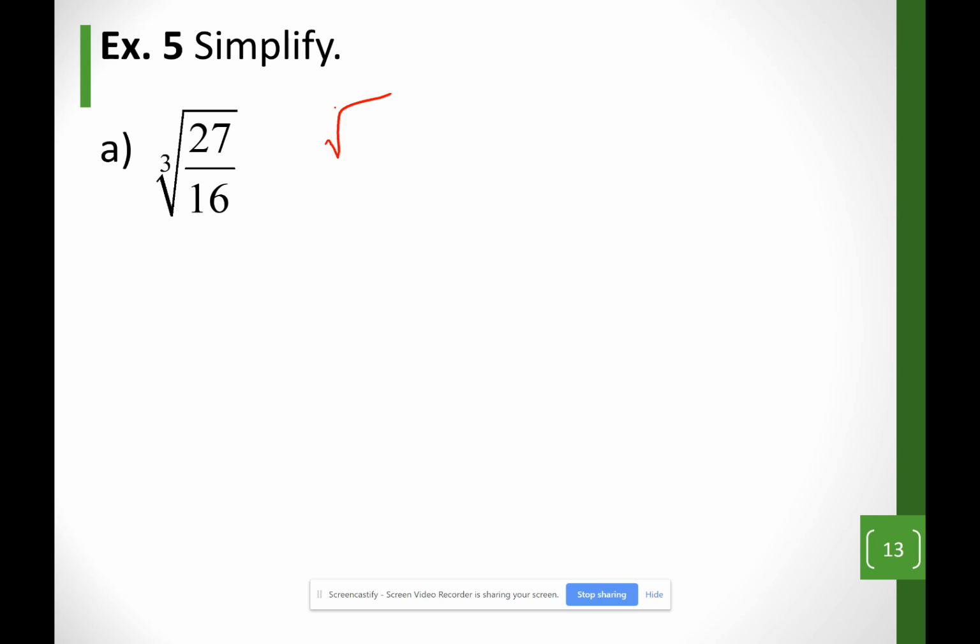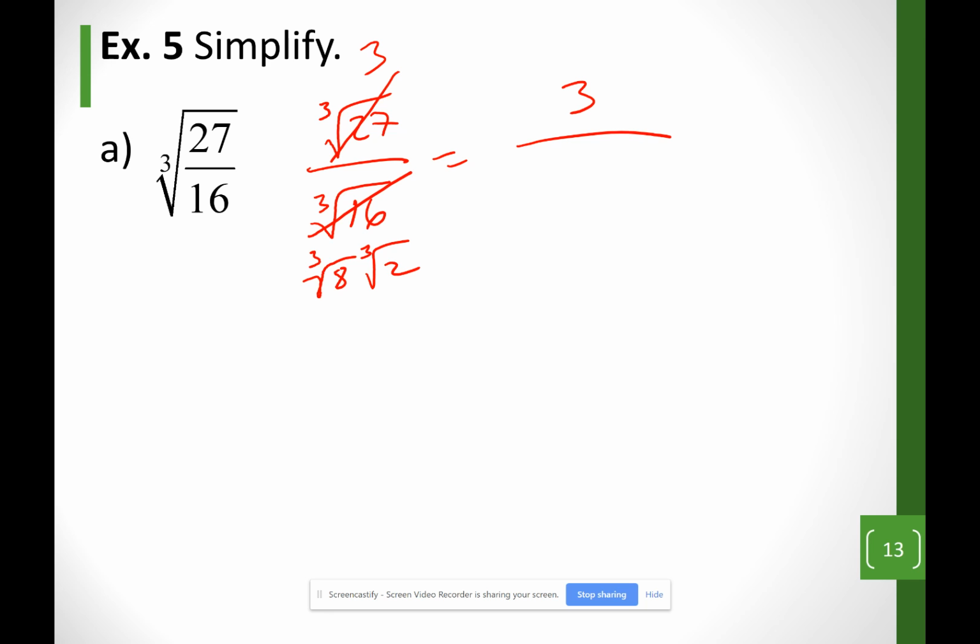I have the cube root of 27 over the cube root of 16. I know the cube root of 27 is going to simplify to just a simple 3. Now the bottom, the cube root of 16 is not a perfect cube. However, I'm going to split that as the cube root of 8 times the cube root of 2. So I know I have a 3 on the top. That's simple. The cube root of 8 is 2. So technically I have 2 cube root of 2.